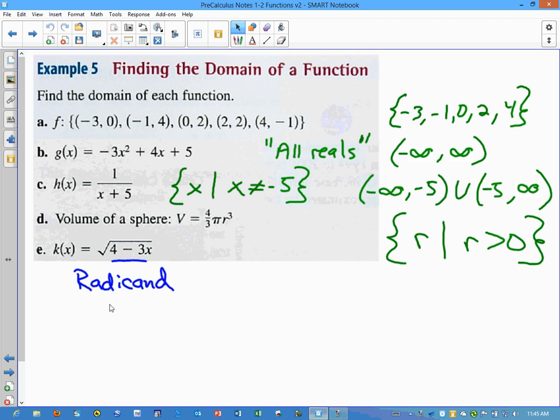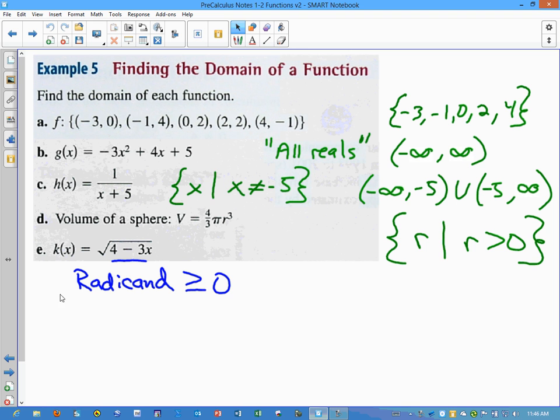And the radicand must be non-negative. In other words, it can't be negative. It must be either 0 or greater than 0. So non-negative means greater than or equal to 0. And you have to really choose your words carefully. It would be wrong to say the radicand must be positive because it could also be 0. The square root of 0 is 0.